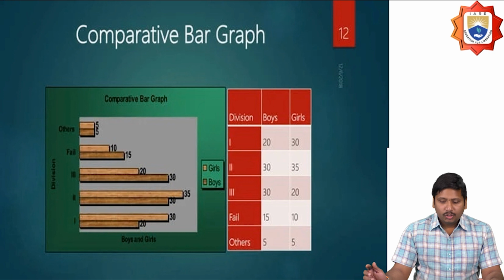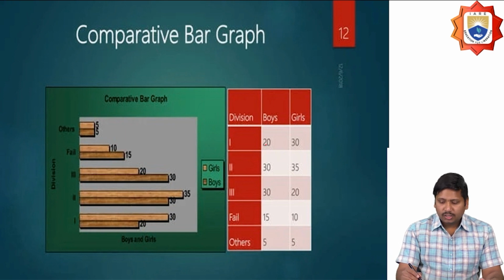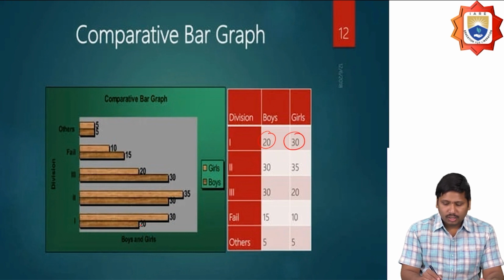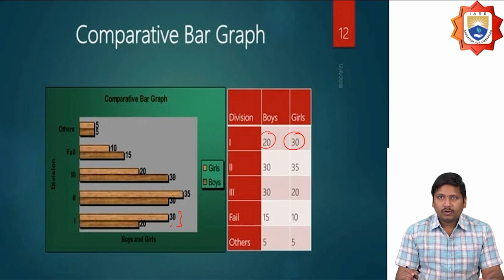So I am able to show this comparative bar diagram either horizontally or vertically. Just now I said, for division one, how many boys and girls do I want to show? For division one, I can show the difference between the two attributes. If I want to show them simultaneously, then I have to go for the bar diagram.